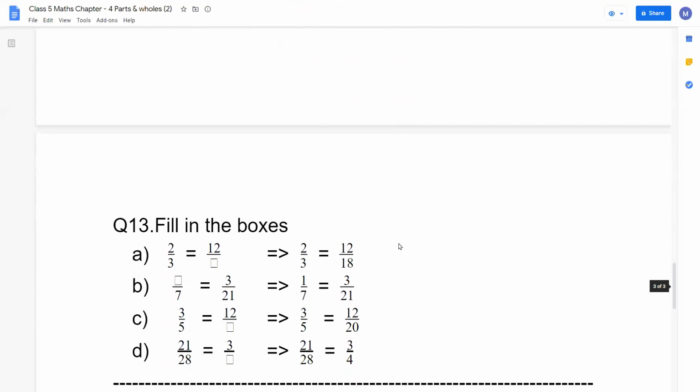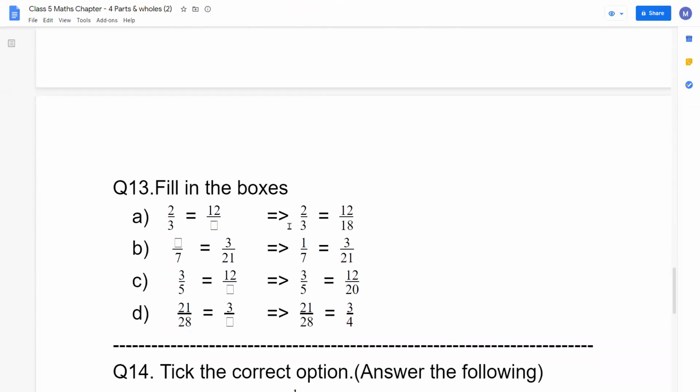Next, some fill in the blanks are given. Question number 13. First one is 2 by 3 equals 12 by blank, meaning in the box we have to fill in the correct number. This is also somewhat an equivalent fraction question. Yesterday I taught you that to get an equivalent fraction, the numerator and denominator of the given fraction should be multiplied with the same number. So here the first one is 2 by 3.